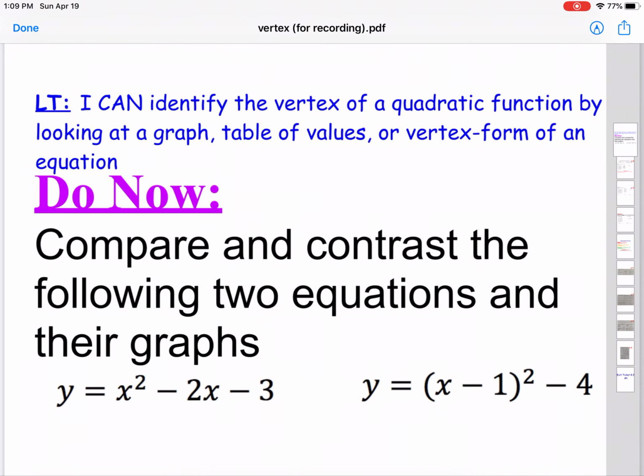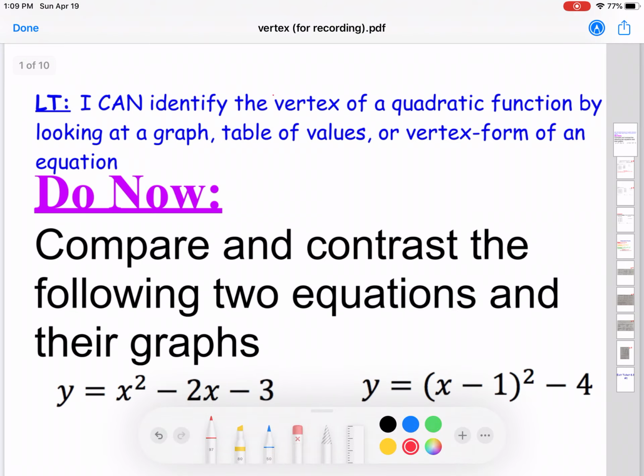Okay, we're going to be continuing our work with graphing quadratic functions, and in this lesson our learning target says that I can identify the vertex of a quadratic function by looking at a graph, a table of values, or the vertex form of an equation. So again, today we're focusing on this word we introduced in the last lesson called the vertex, and we're going to try to find the vertex represented in 3 different ways.